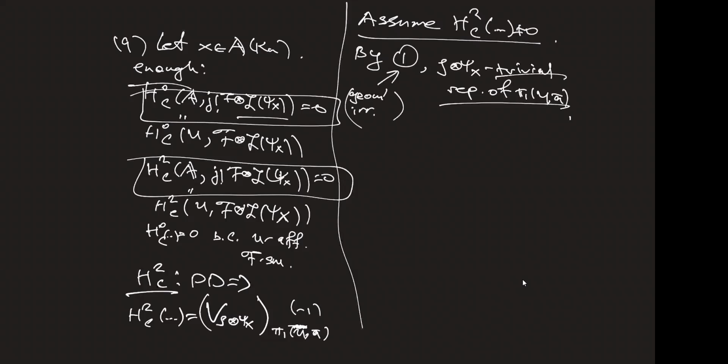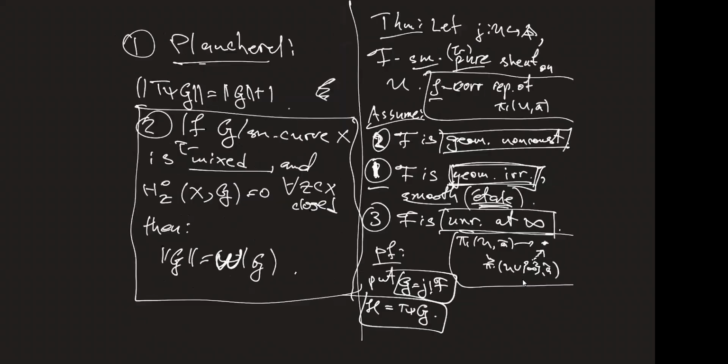This is important. I don't get, by which one? You said by 1. What is 1? 1 is the assumptions of the theorem, that f is geometrically irreducible, that f is geometrically non-constant, and that f is unramified at infinity. I'm about to use all 3 of them in the following 3 minutes. Okay? So 1 is geometrically irreducible, 2 is geometrically non-constant, 3 is unramified.